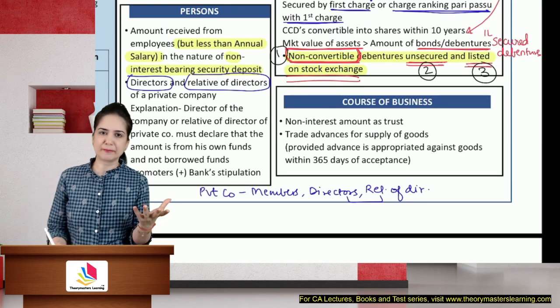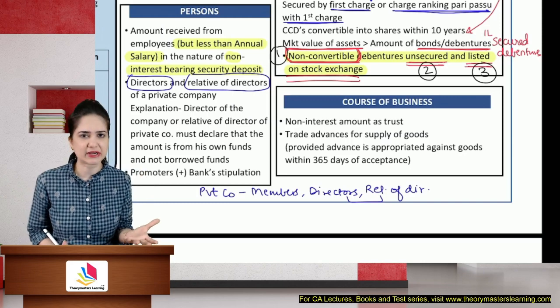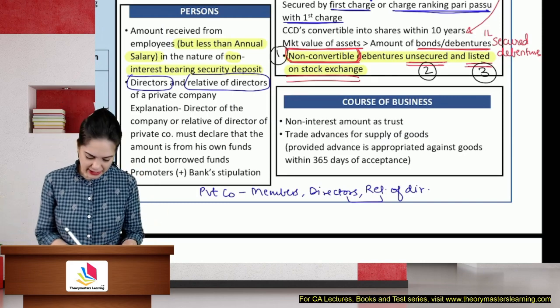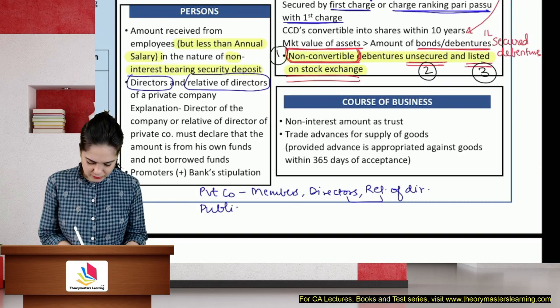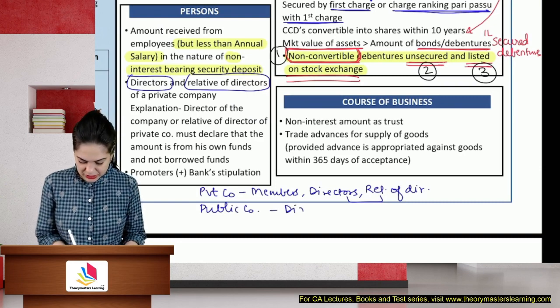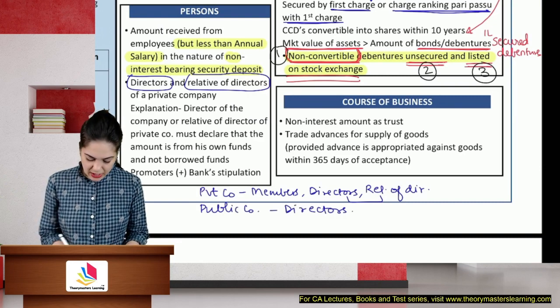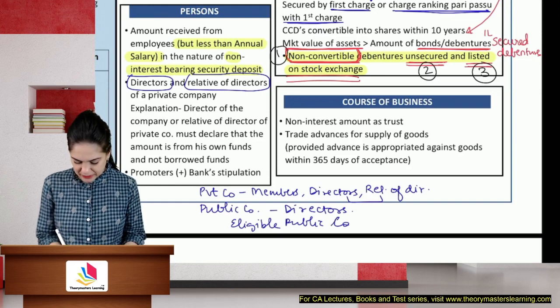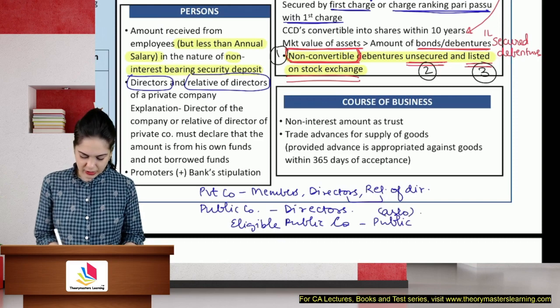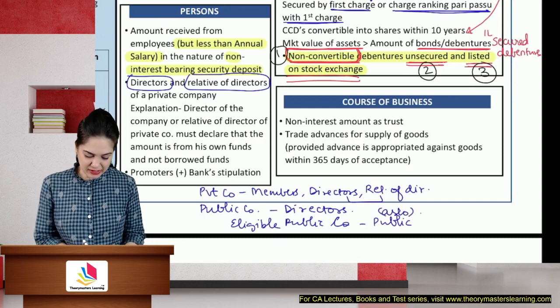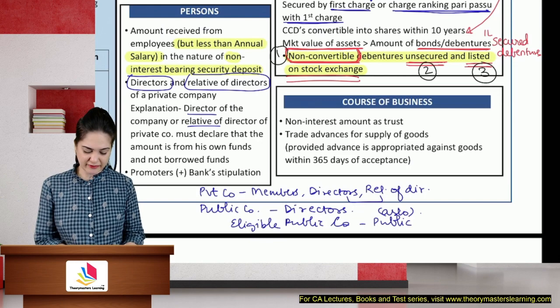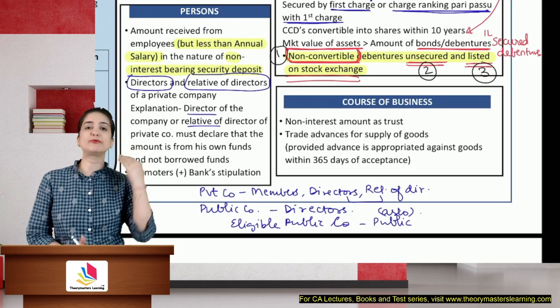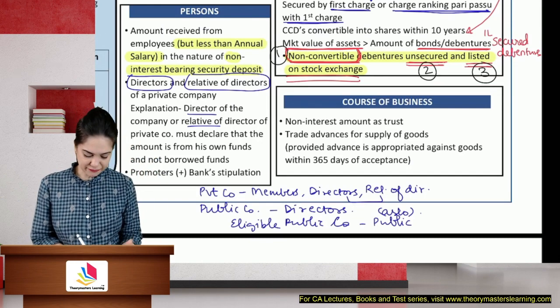In case of a public company, you cannot accept money from the relative of directors. You can accept money only from the directors. So a public company, it can accept deposits from the directors. And if you are an eligible public company, then you can also accept the deposits from public also. Okay. The director of the company or the relative, in case of a private company, they must declare that the amount which they have contributed is from their own funds and not borrowed funds.